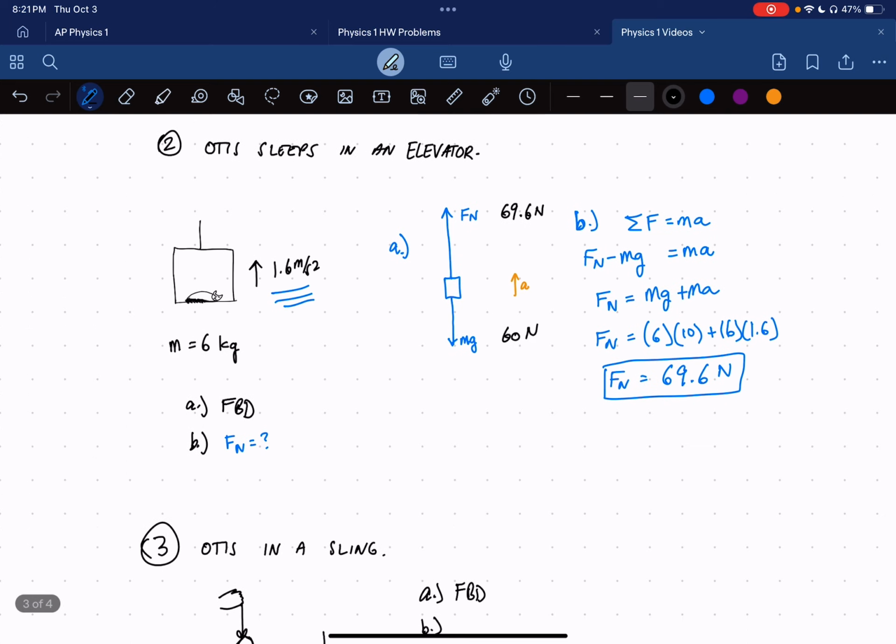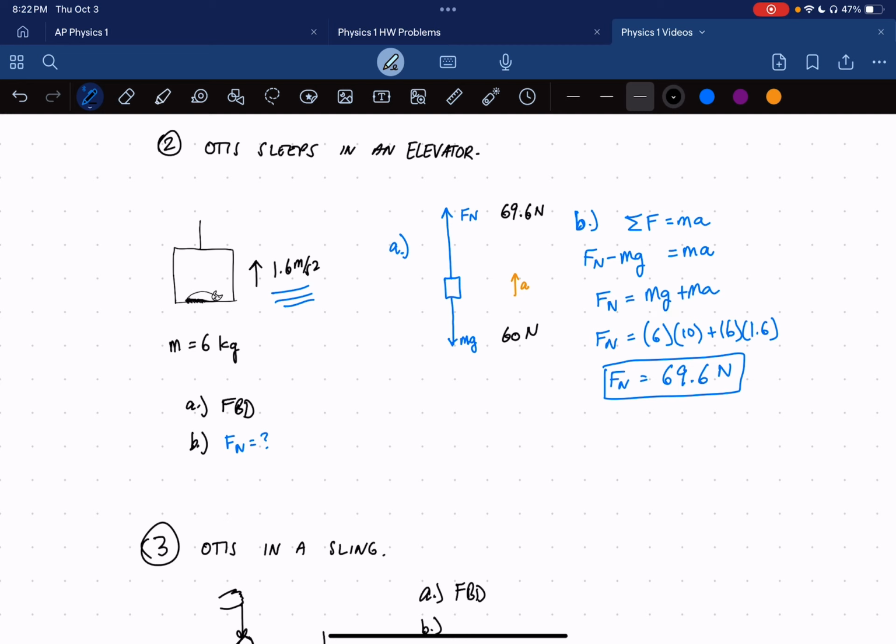Is there anything else I need to say here? Keep in mind, mg is a force, ma is not a force. Just keep that in mind. Students in the past, they have mistaken mg for ma. They look similar because of the m. I'm trying to erase these.